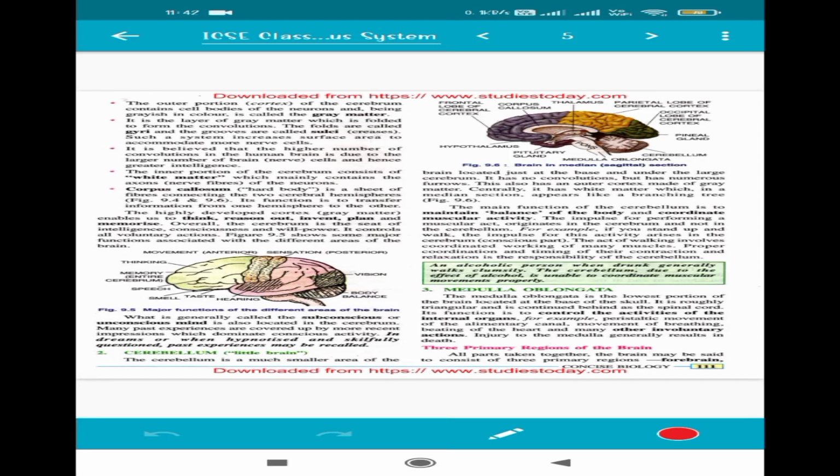So in the last video we have learned about the functions of the cerebellum and the medulla oblongata. Now we are going to learn about the three different regions of the brain. These were the important parts of the brain, but now we are going to learn about the three primary regions of the brain, and let's see about it.